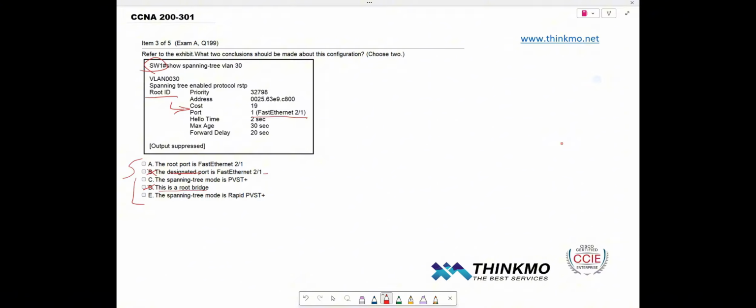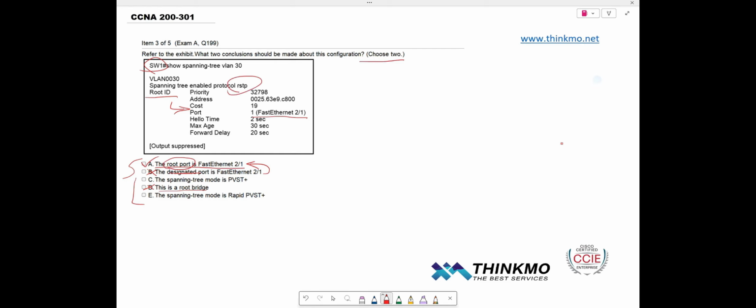So based on this incorrect answer, this interface should be called the root port. So let's temporarily consider this correct. It asks us to choose two correct answers. Now, let's look at the other two answers, C and E.